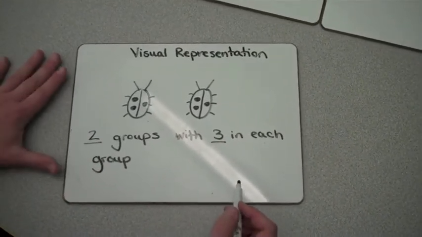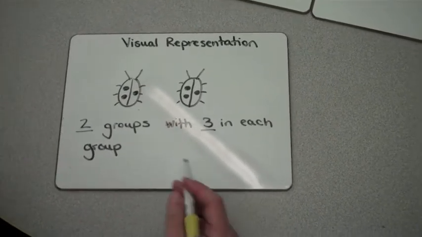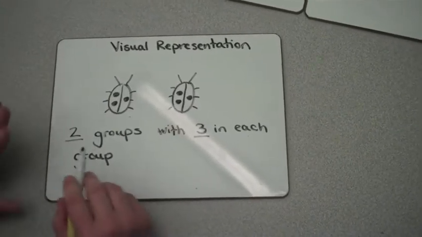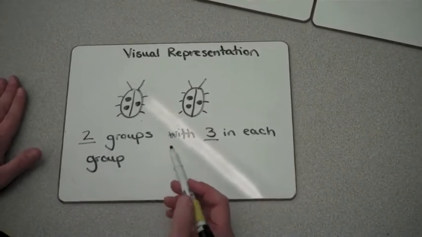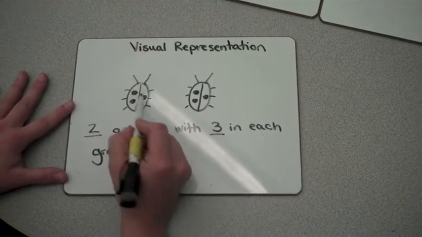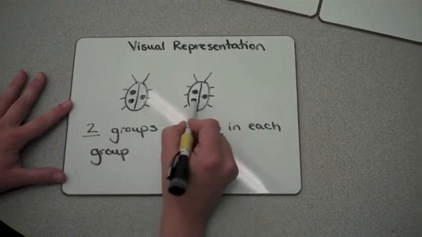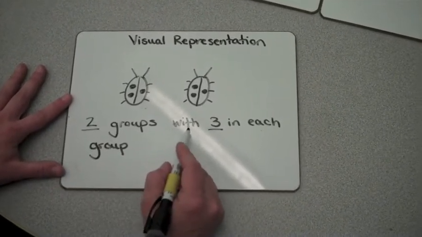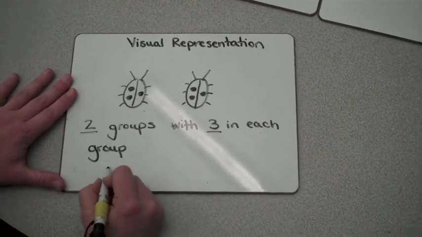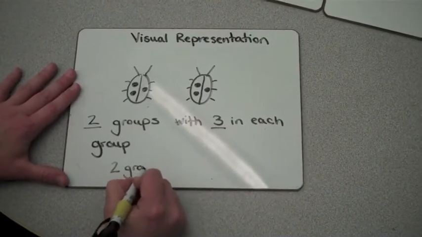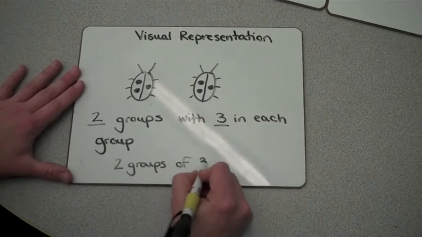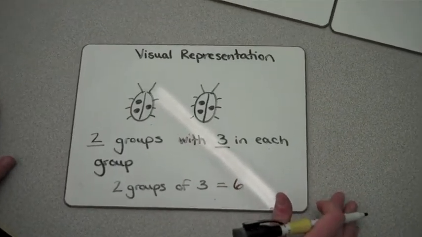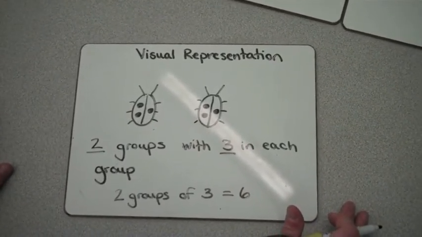The best way for them to find out what the answer is after this in a visual representation would be just to count the number of dots. So the students could then count all together. 1, 2, 3, 4, 5, 6. So they would know that two groups of 3 equals 6. That is the first way the students have been exposed to multiplication.